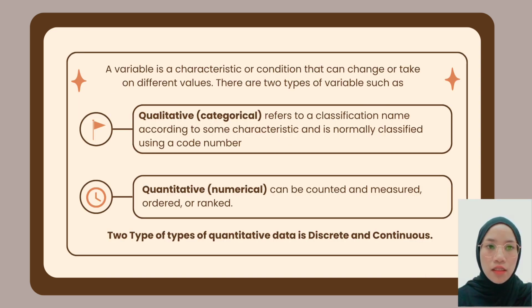I talk about data description. A variable is a characteristic or condition that can change or take on different values. There are two kinds of variables: qualitative variables and quantitative variables. A qualitative variable is categorical, referring to a classification name according to some characteristic, and is normally classified using code numbers. There are two types of quantitative data: discrete and continuous.